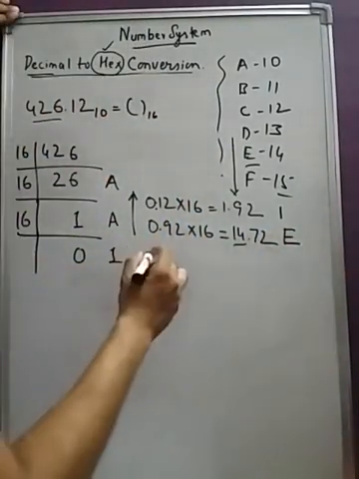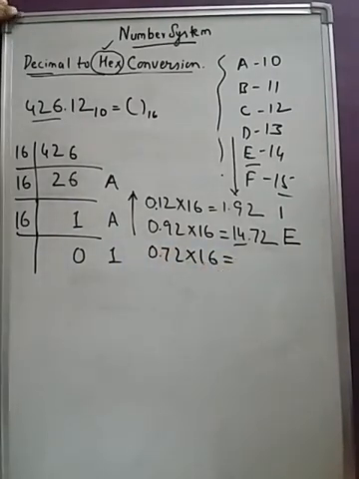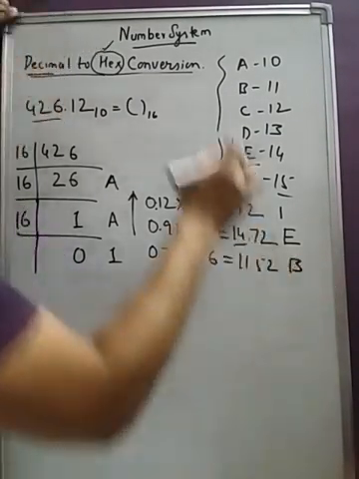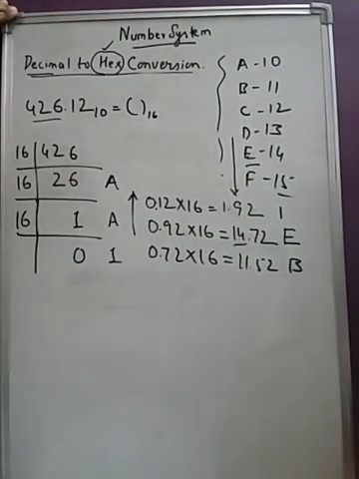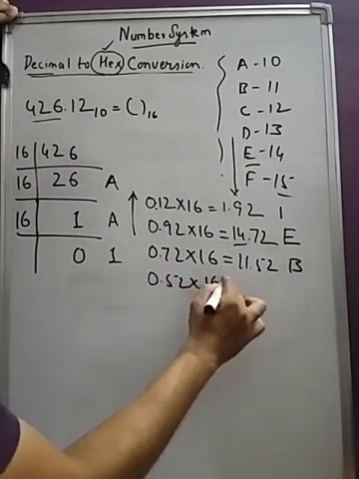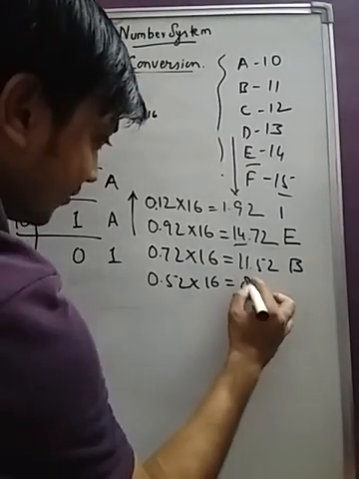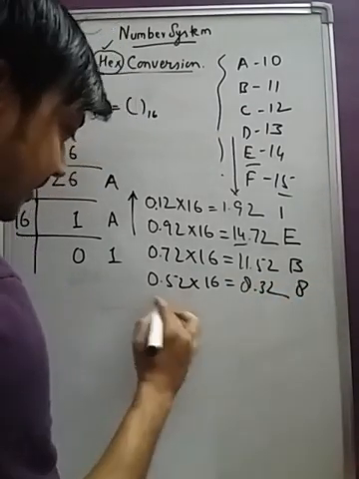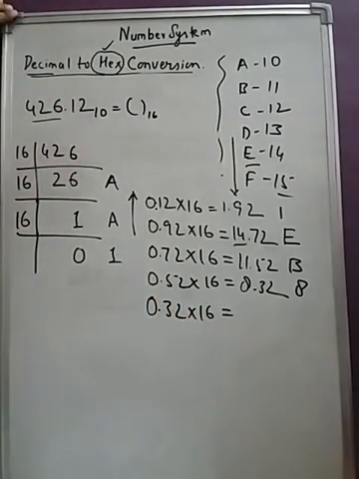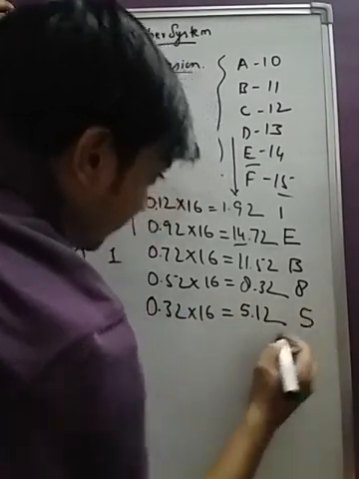In the next step, 0.72 multiplied by 16 is equal to 11.52. For 11 you have B. Then the next step, 0.52 multiplied by 16 is equal to 8.32. 8 will be the remainder. Then 0.32 multiplied by 16 gives you 5.12. 5 will be the remainder.